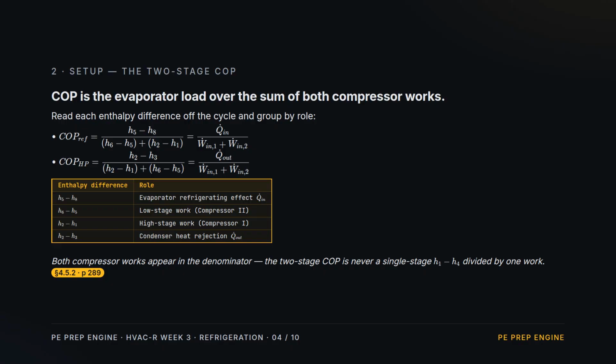Setup. The two-stage COP. Refrigerating COP is the evaporator effect, H5 minus H8, over the sum of both compressor works. Heating COP swaps the numerator for the condenser rejection, H2 minus H3. The table maps each enthalpy difference to its role: evaporator load, low stage work in Compressor II, high stage work in Compressor I, and condenser rejection. Both works sit in the denominator.